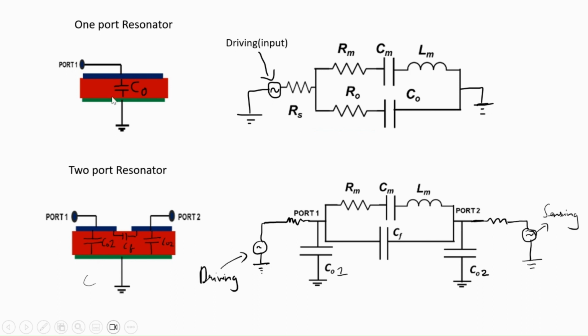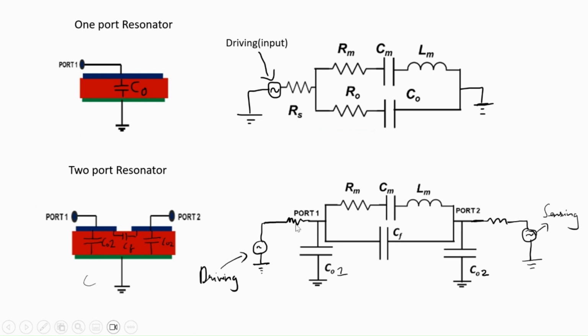Similar to one port, but here between the two electrodes there is a gap, ultimately making it a two port. So this port you're using for driving and this port you're using for sensing. In a one port resonator you're using the same port for driving and sensing, that's why I call it S11. You'll get only the S11 parameter, driving and sensing in the same port. Here you're driving in port 1 and sensing in port 2.